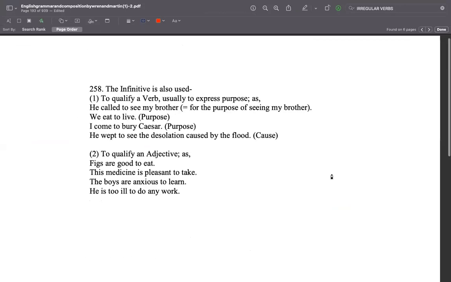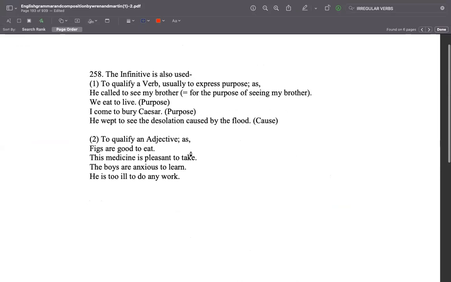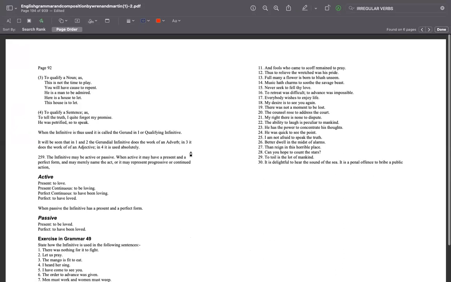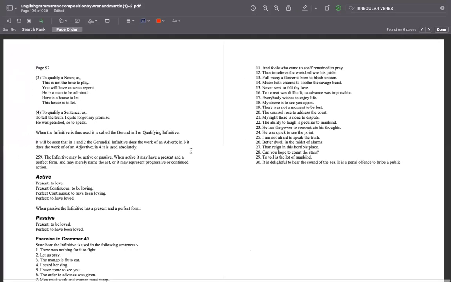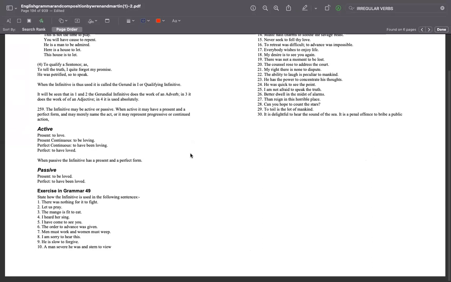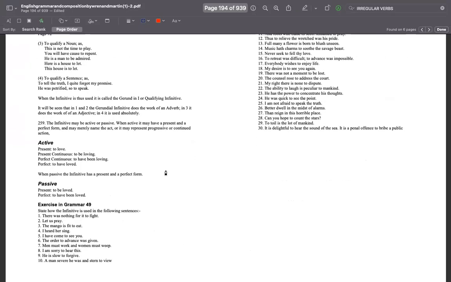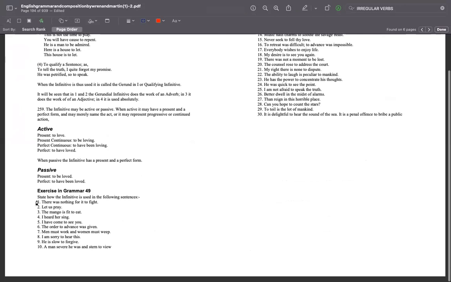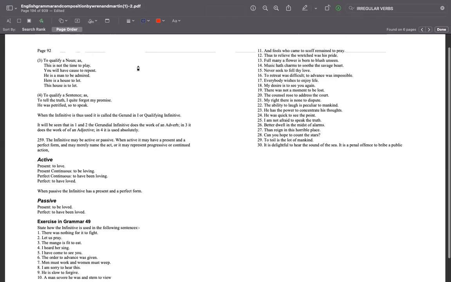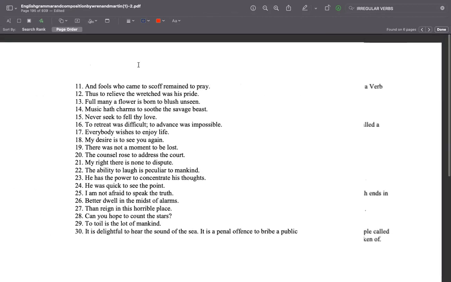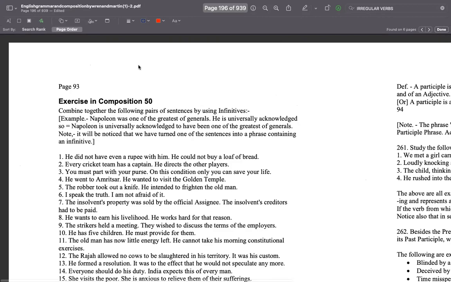Now there are lots more things, and there are exercises. Okay, Sir, you can send the PDF and the rest of the things, or we can study alone. You can do that. Okay.